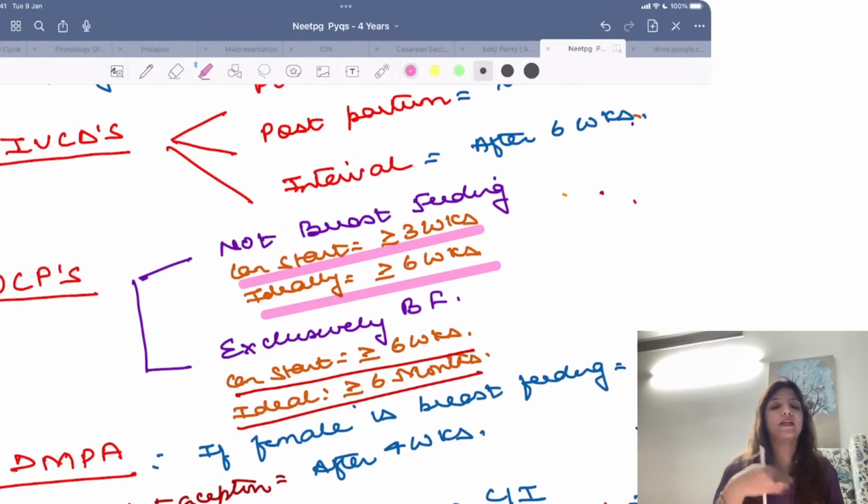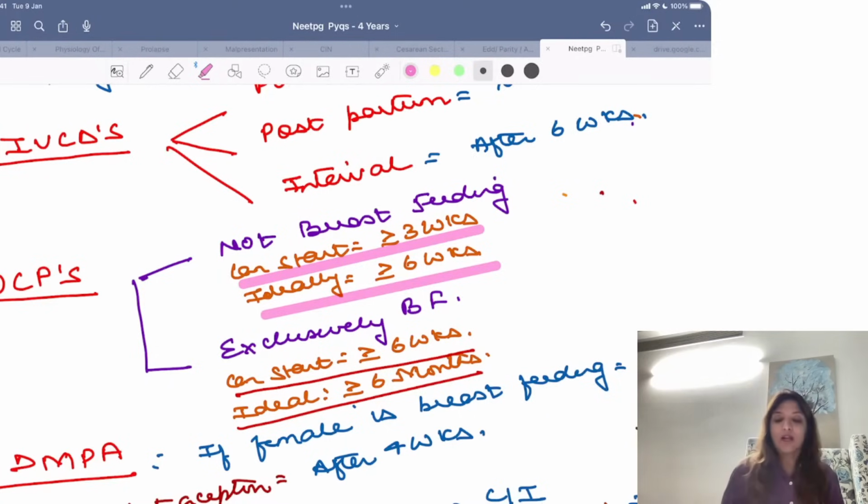Number two, they can increase the chances of thromboembolism, and in pregnant females clotting factors are already quite high. So even if the female is not breastfeeding, till 3 weeks after delivery, I do not prefer OCPs. Ideally, in non-breastfeeding females, you should not use OCPs till 6 weeks, but if you have to start, you may start by 3 weeks. Till 3 weeks, it's absolutely contraindicated.